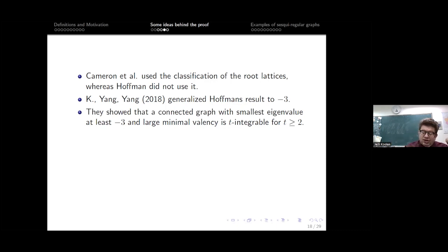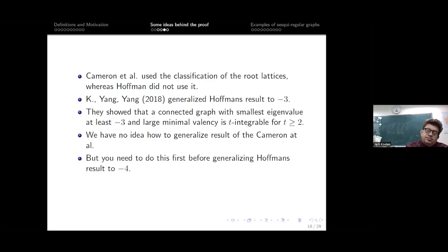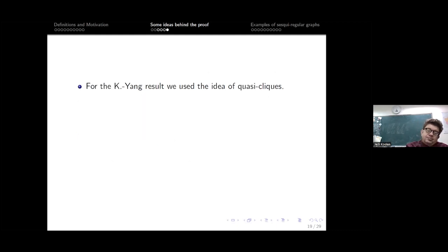But we don't know how to generalize the result by Cameron, Goethals, Seidel, and Shult for -3. But you need to do this before you can generalize Hoffman's result to -4. Because you can construct from any -3 graph with smallest eigenvalue -4 by taking Cartesian products with a clique, for example. So you have to understand -3 very well before you can go even to -4, even for Hoffman's result. And for the Koolen-Yang result, we use the idea of quasi-cliques. This is an important tool there.